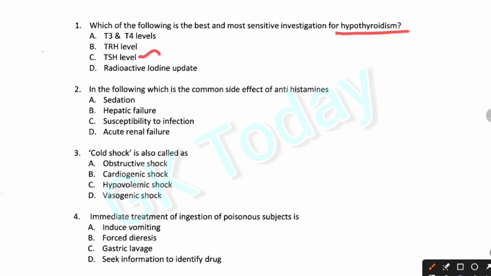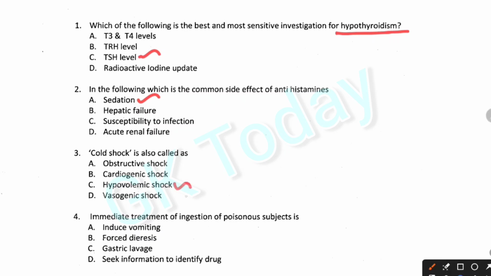Question number 2, in the following which is the common side effect of antihistamines? Correct answer is option A, sedation. Question number 3, cold shock is also called as?